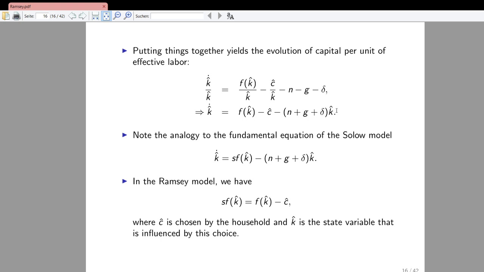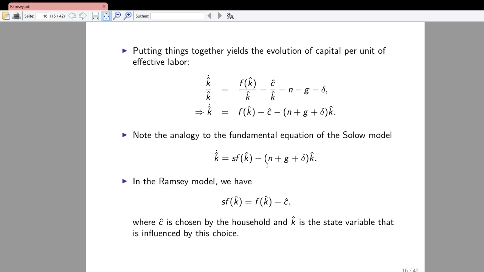And now one already recognizes the analogy to the fundamental equation of the Solow model, which looked very similar. So as you remember from the Solow model, there, the fundamental equation was that the derivative of capital per unit of effective labor with respect to time was the savings rate, which was given exogenously, times output per unit of effective labor, so the production function in intensive form, minus this term here, so n plus g plus delta times capital per unit of effective labor, which is actually capital depreciation plus capital dilution.